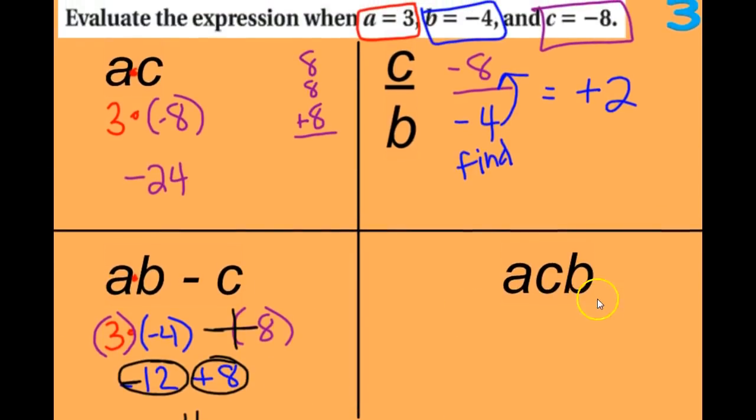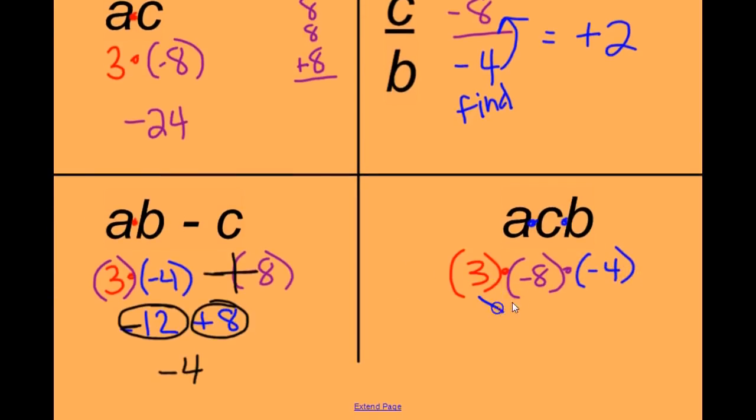The last one, A, C, B. A times C times B. So A is 3, so we have 3 times C, which is negative 8, times B, which is negative 4. So first two here, happy and grumpy, they don't get along. 8 times 3 is 24. Multiplied by negative 4, two grumpy numbers, they get along.